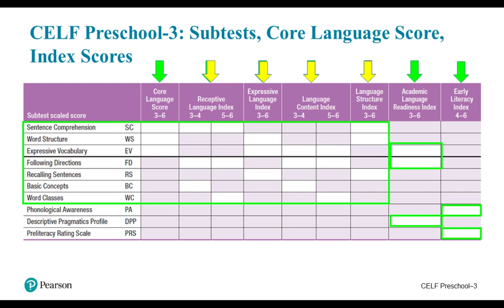The 10 norm-referenced subtests are grouped based on similar assessment measures to yield composite scores. Different combinations of 7 of the 10 subtests yield the core language score, the receptive language index, the expressive language index, the language content index, and the language structure index. 3 of the norm-referenced subtests yield the academic language readiness index score, and those subtests are the Expressive Vocabulary and Following Directions subtests, as well as the Descriptive Pragmatics Profile. And the CELF Preschool-3 also offers the Early Literacy Index, consisting of the Phonological Awareness subtest and the Preliteracy Rating Scale.